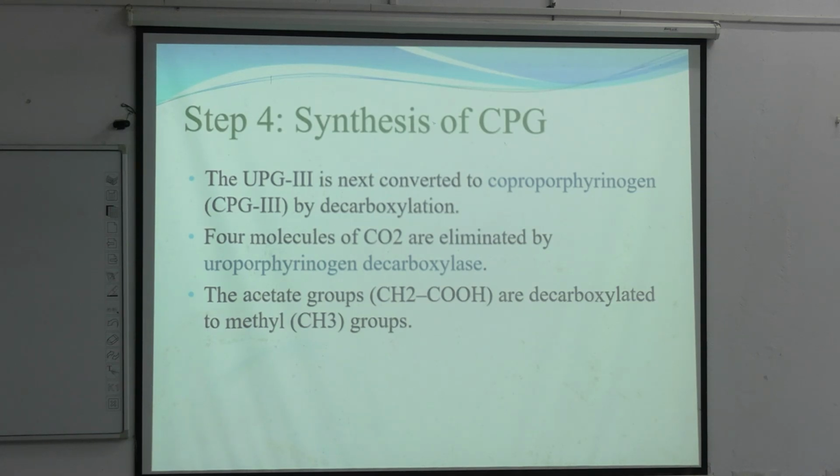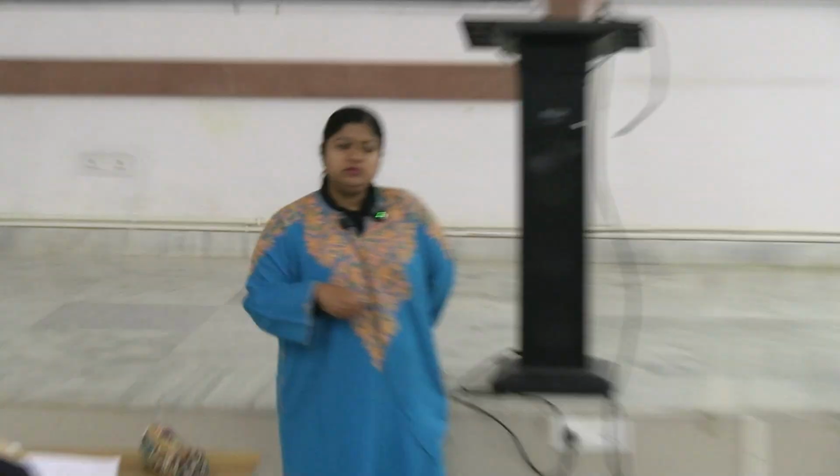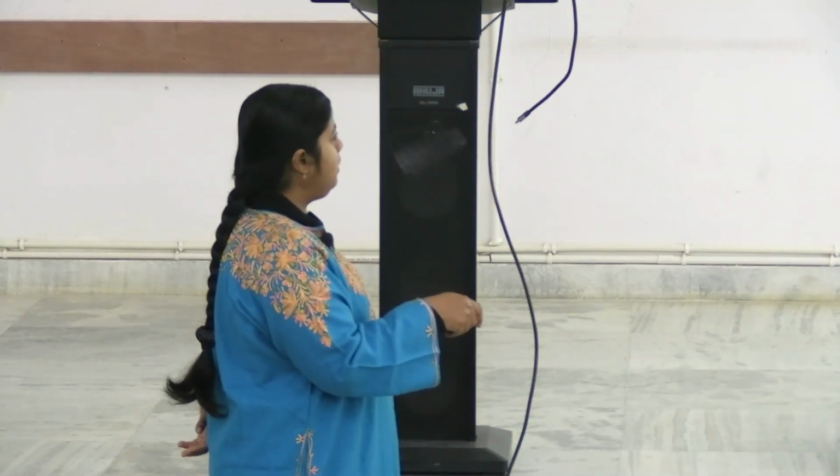So the difference between uroporphyrinogen and coproporphyrinogen is only that the acetyl groups are getting converted into methyl groups, all 4 acetyl groups. So 4 CO2 will be eliminated, and the enzyme here is decarboxylase. Decarboxylation is occurring on uroporphyrinogen, that is why the name of the enzyme is uroporphyrinogen decarboxylase. Clear? So now we get coproporphyrinogen 3, that is CpG3.